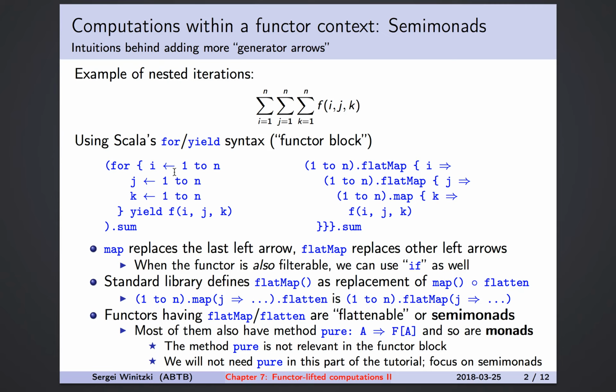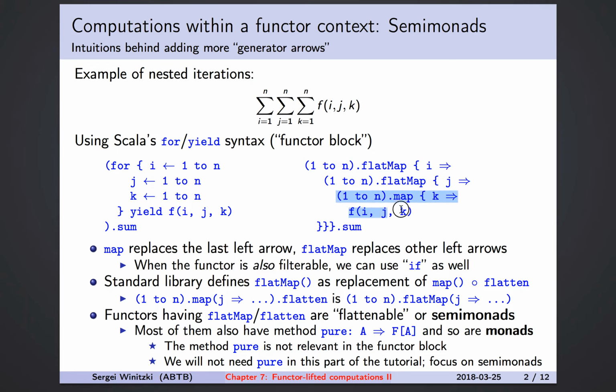If you replace the left arrows, as the Scala compiler does, through map and flatMap, then you will see that the map replaces the last left arrow, and flatMap replaces all other left arrows, or generator arrows. And so a line-for-line translation of this code could look like this. So instead of this syntax, we have this. Instead of this, we have this, and so on. And you see how this works.